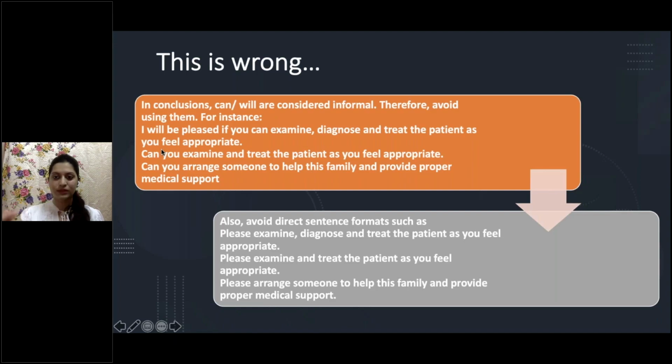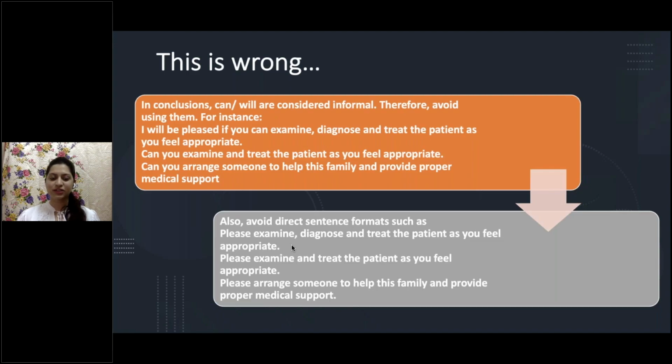I will tell you the right forms in the next slide. "Can you arrange someone to help this family and provide proper medical support?" Again, can. The right way would be, "Could you please arrange someone to help this family and help with proper medical support?" Also avoid direct sentence formats such as, "Please examine, diagnose, and treat the patient as you feel appropriate."